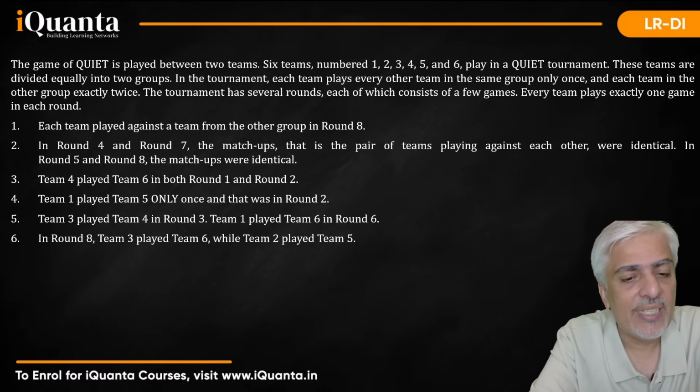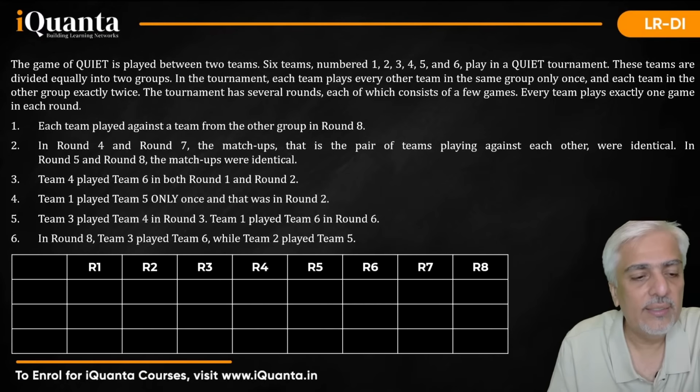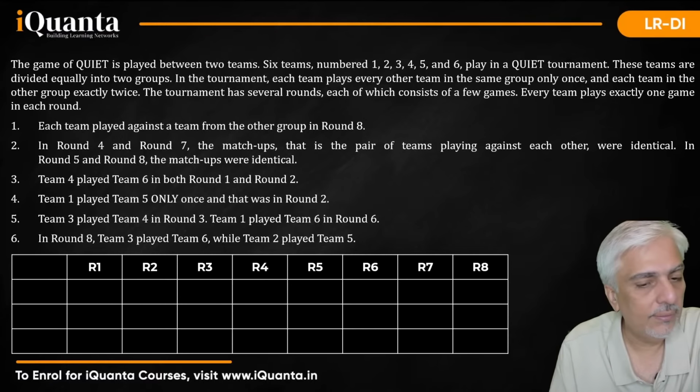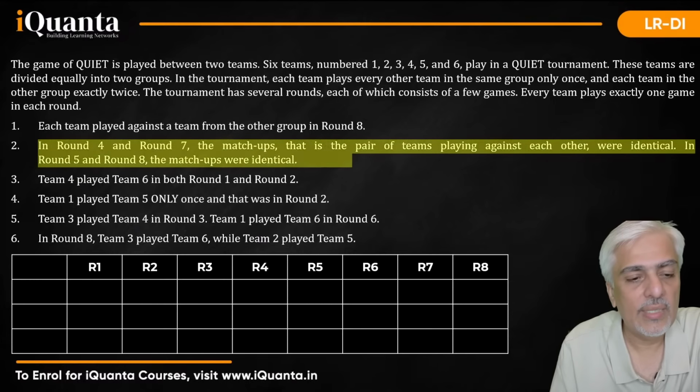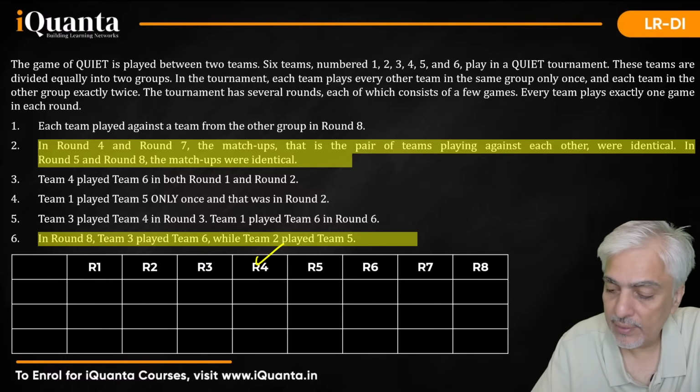Okay, now the tournament set which we were discussing earlier. Let's go through that. As I had said, there are 8 teams. 8 teams. And what all direct data is there? First, let's put all the direct data. 4 and 7 were identical. And 5 and 8 were identical.